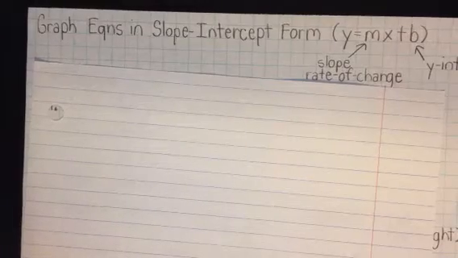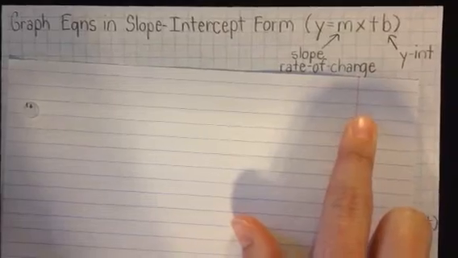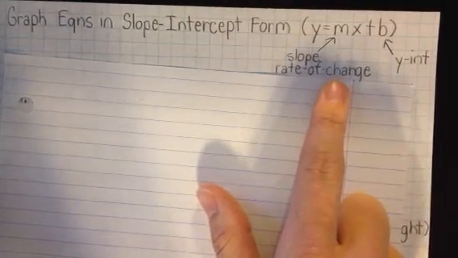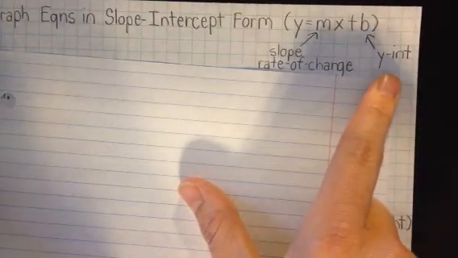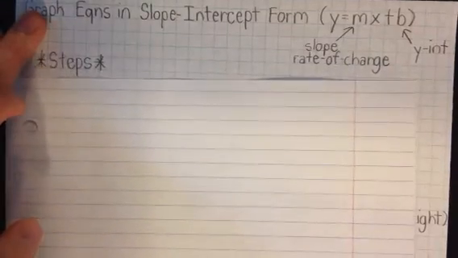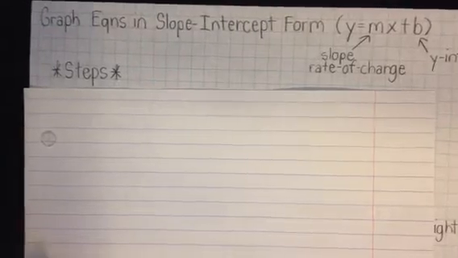Today we're going to be graphing equations in slope-intercept form, which is y equals mx plus b, where m is the slope or the rate of change, and b is the y-intercept. Okay, so here are your steps. Your steps for graphing equations in slope-intercept form.